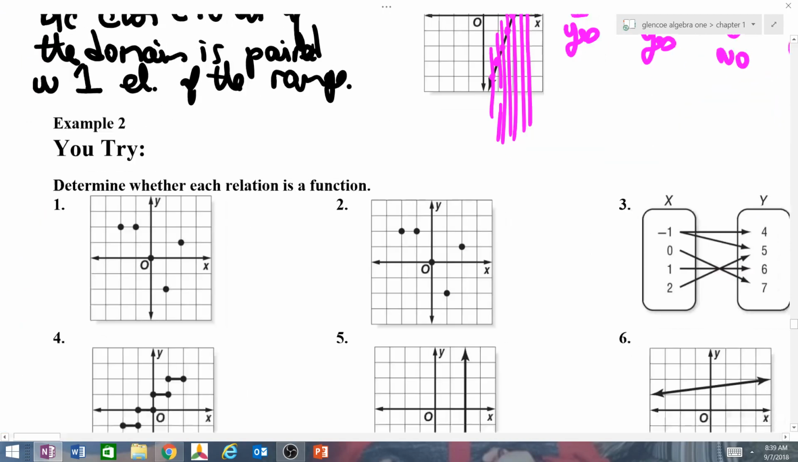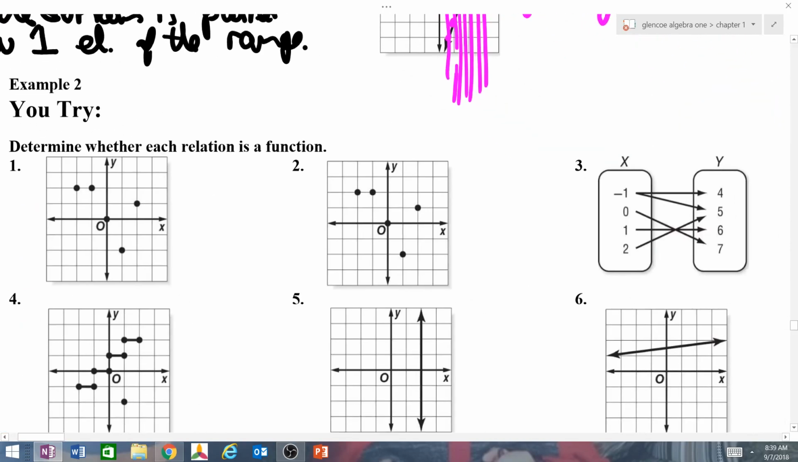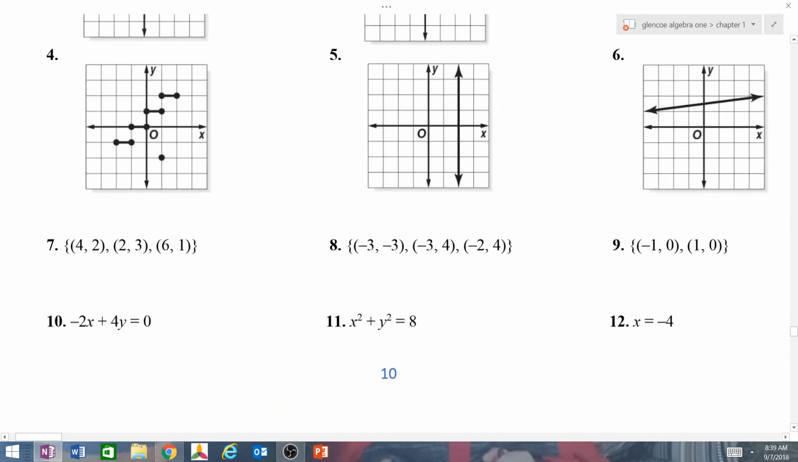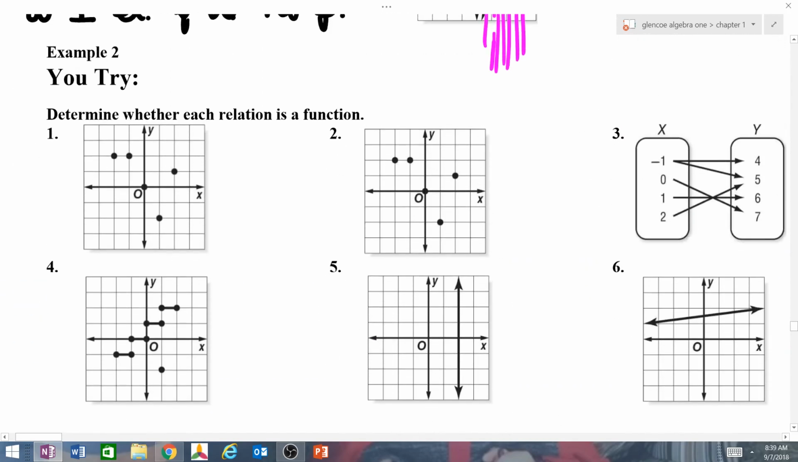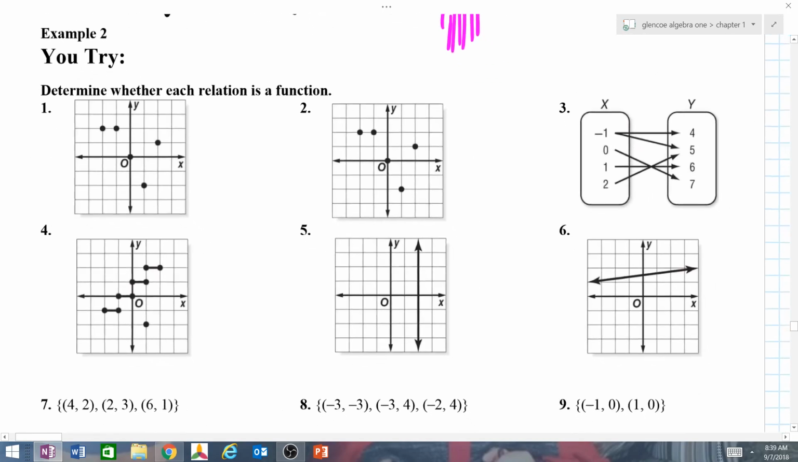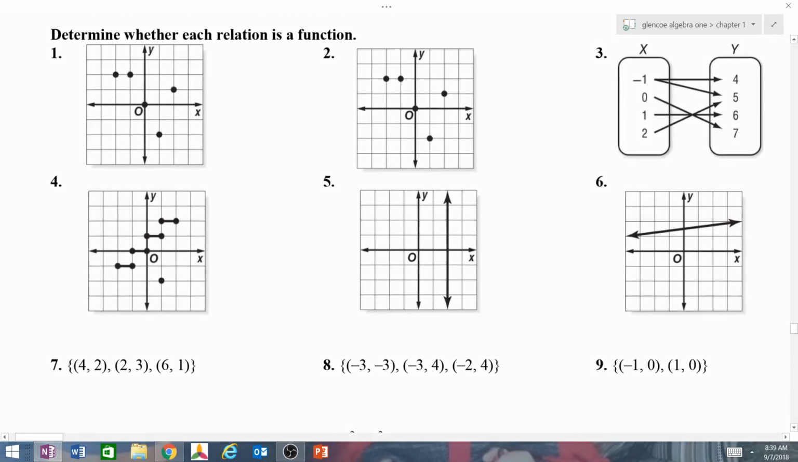Okay, so we have for homework tonight, let's look, page 10, numbers 1 through 12 all. So let's go ahead and look at a couple of these together. I want to do one of the harder ones. Okay, let's everybody look at number 5. Let's see if you can remember what I just said. Is it a function, yes or no?